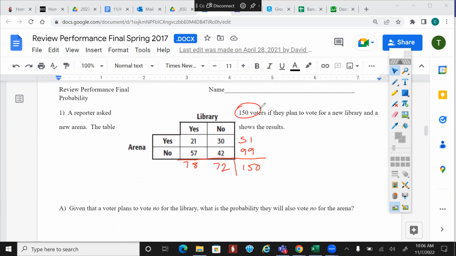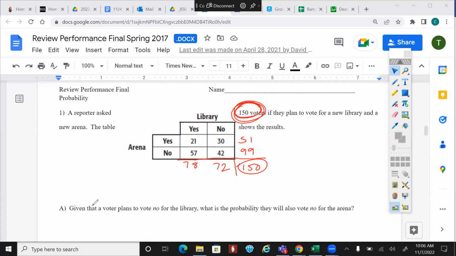You want to make sure that whatever number they said, like the total number, is the number that you get right here when you add up the rows and columns. Otherwise, you're going to have some issues. All right, so on part A, it says, given that a voter plans to vote no for the library, what is the probability that they vote no for the arena?